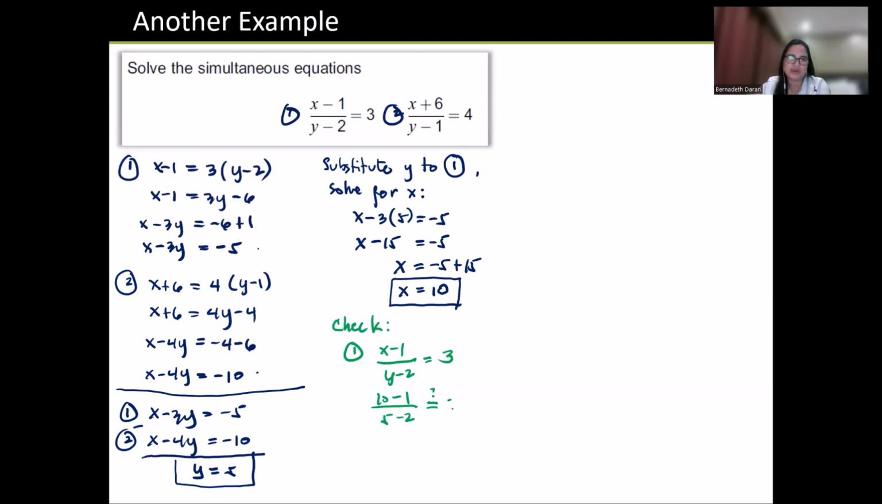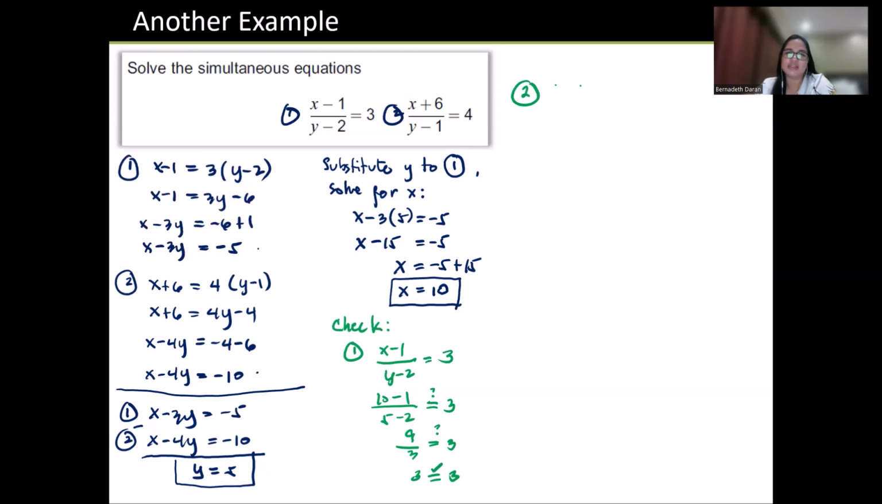Is this equal to 3? So this is 9 over 3. Is it equal to 3? Yes. 9 divided by 3 is 3. So it is equal to 3. Okay. Don't stop because you need also to show if it is true also for the second equation.